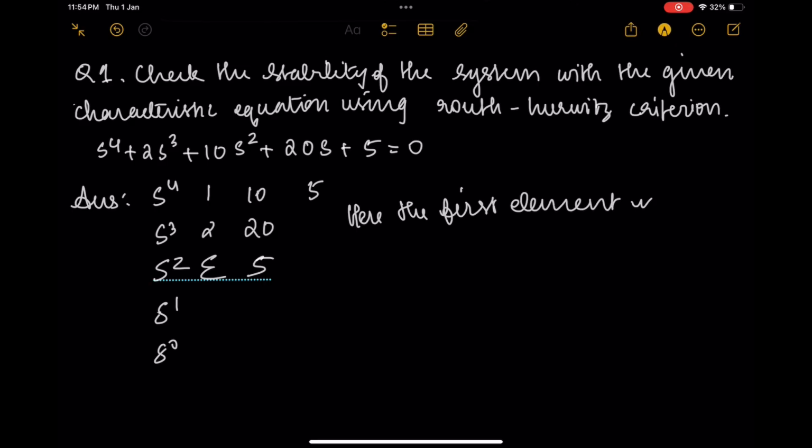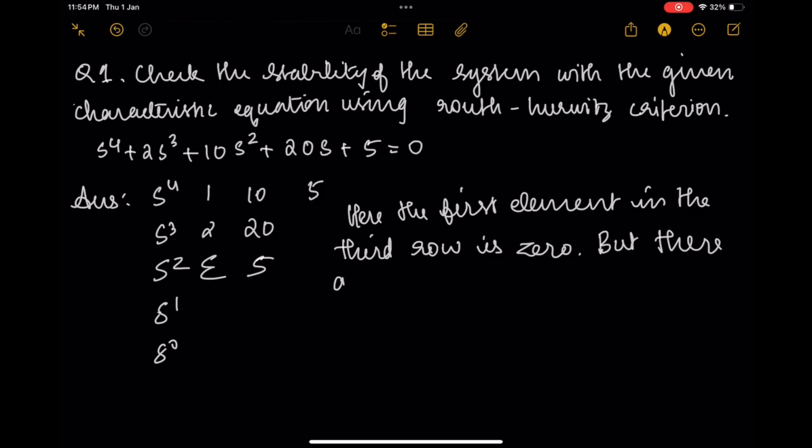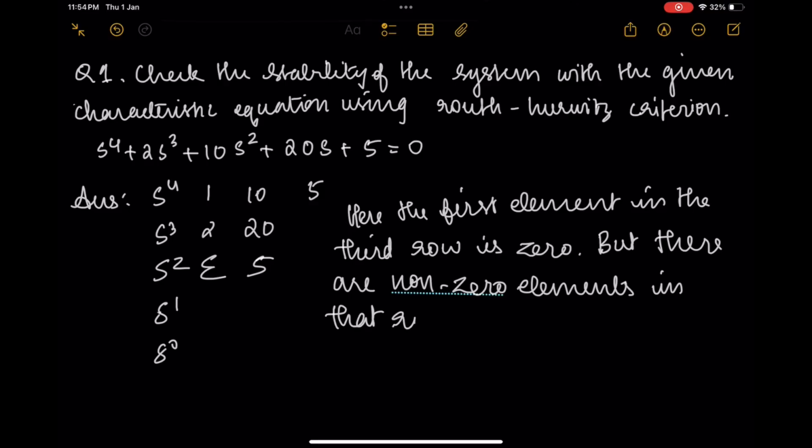The third row has 0, but there are non-zero elements in that row. So we are putting epsilon, which tends to 0, in the third row in place of 0. We are putting epsilon instead of 0.